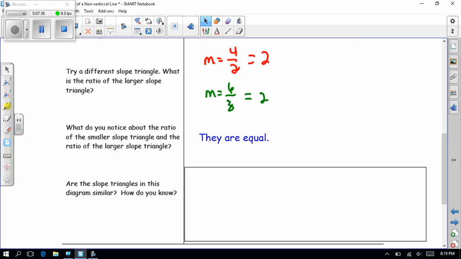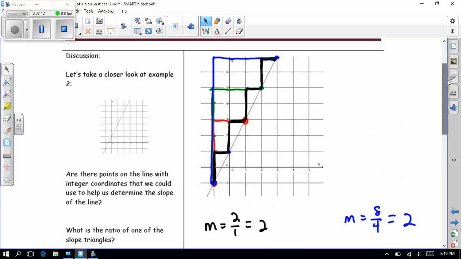And are the slope triangles in this diagram similar? Oh, similar triangles. Remember that from the last module, module 3, we talked about similar triangles. I shouldn't have added those black lines. Let me see if I can get those out of here so that we can talk about similar triangles and you can see it more clearly.